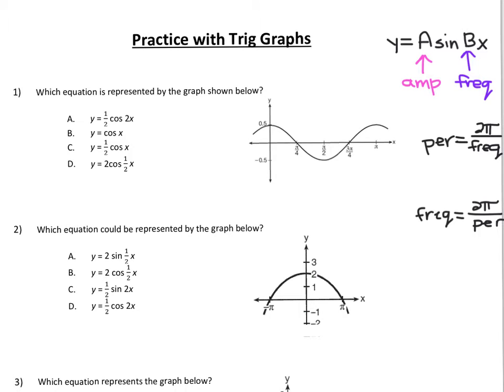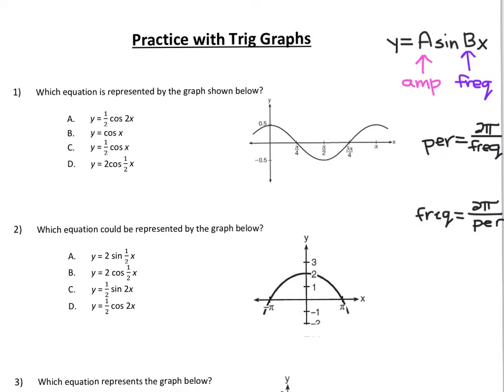All right, so before we get started, I just want to point out a couple key features of trig graphs. Now, this right here is the format of the equation for any sine or cosine curve that we're going to be working with in this packet. So the number in front of the word sine is your amplitude, and the number in front of the x is your frequency.